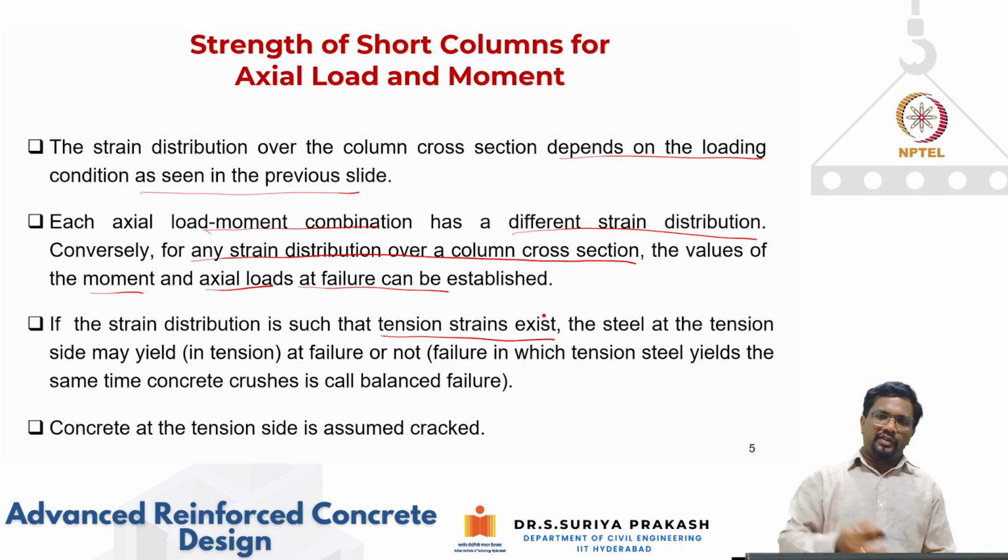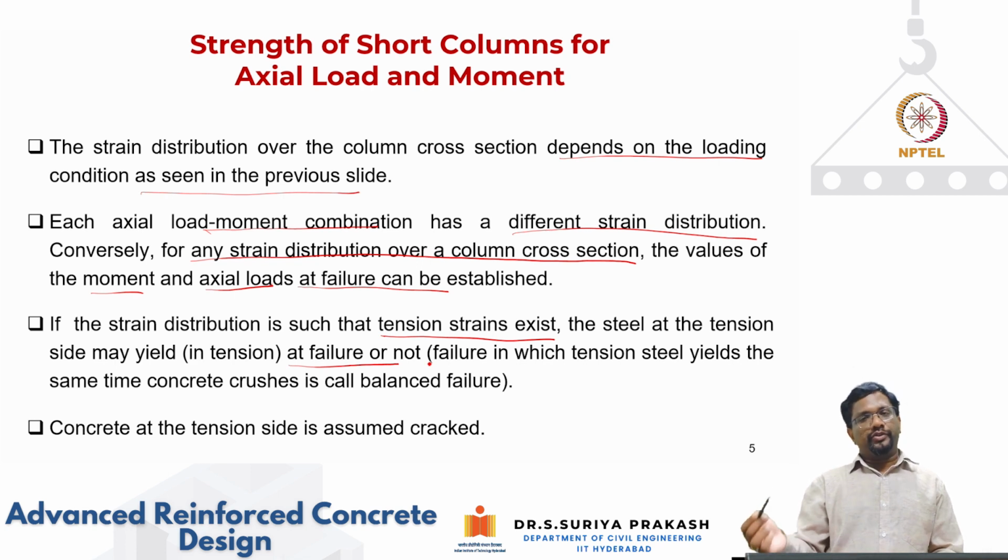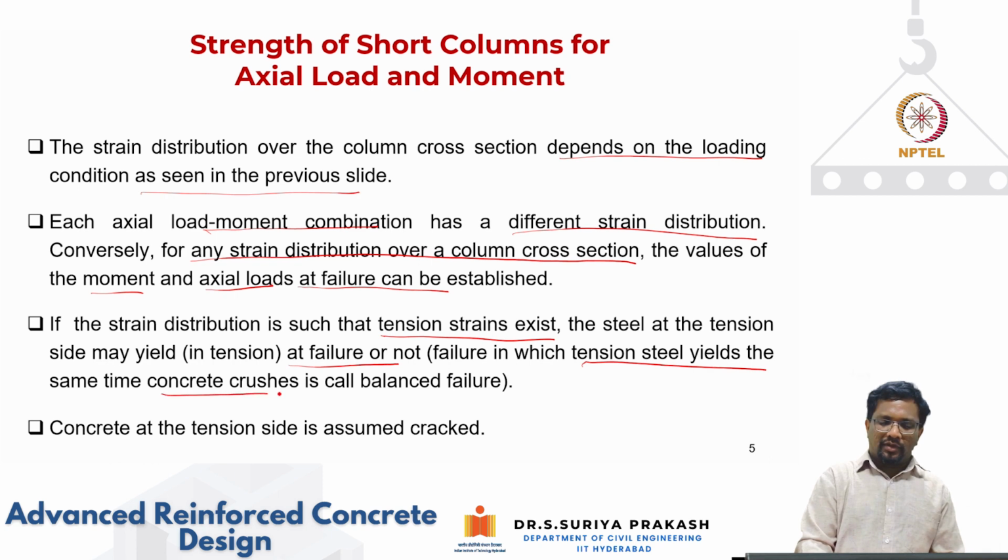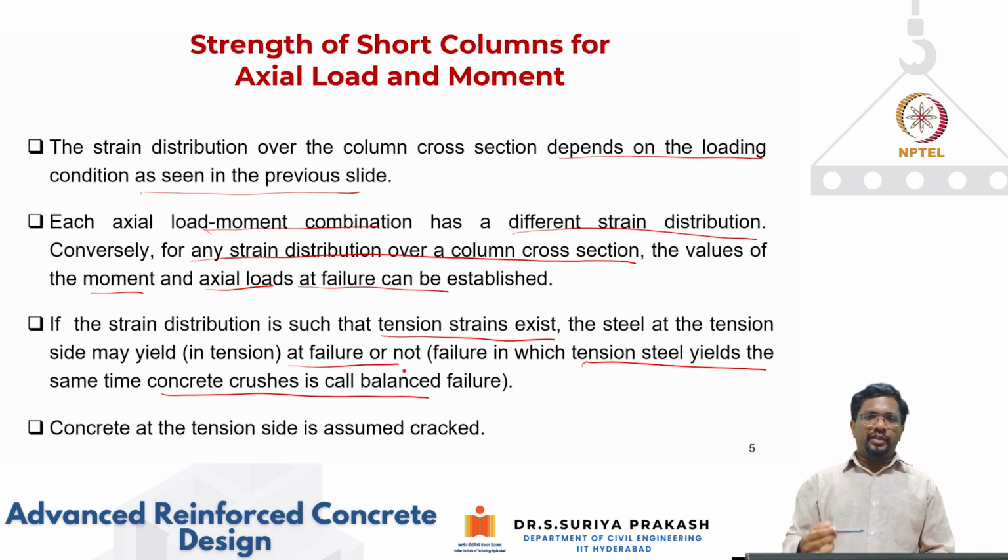If the neutral axis is within the cross section, the bars on the tension side will be under tension. They may or may not be yielding in tension at failure, or you may also have a condition where the tension reinforcement has not yielded. You can also have a condition where the tension steel yields just when the concrete is crushing, as we have seen in the bending case. That is a balanced failure. And of course, the concrete on the tension side, for this analysis, we are going to assume to be cracked.